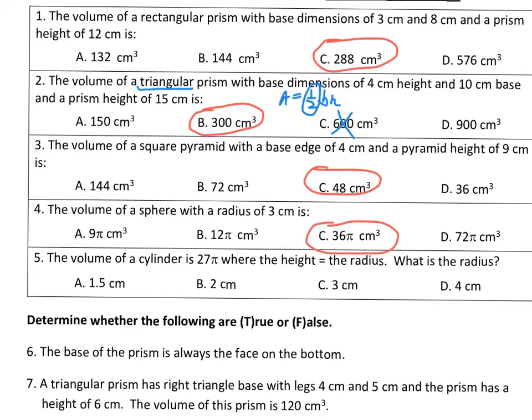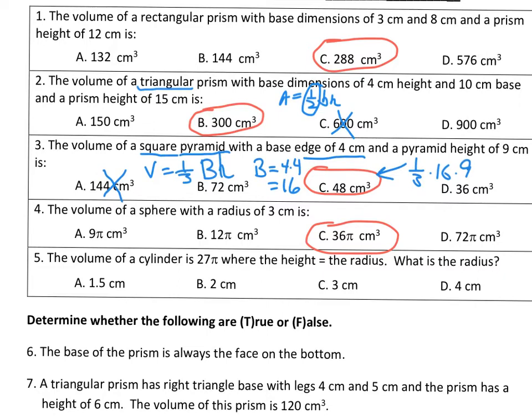On number 3, if you happened to get 144, the reason is probably because it's a square pyramid, so the volume is 1/3 the area of the base times the height. Now the base has edges of 4, but it's a square, so the area of the base is 4 times 4, which is 16. So that formula will be 1/3 times 16 times 9, which gives us 48.